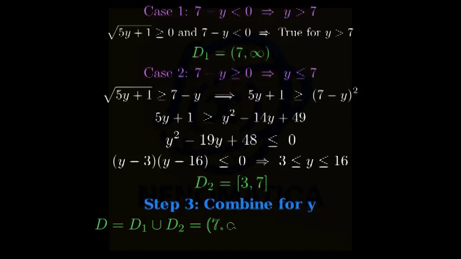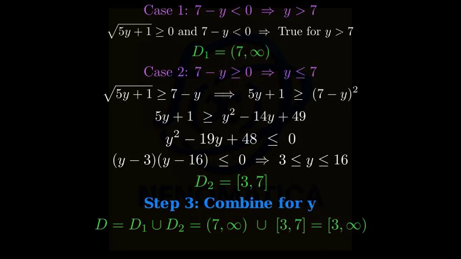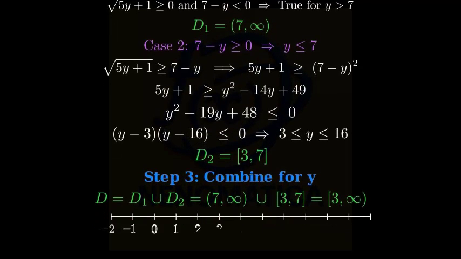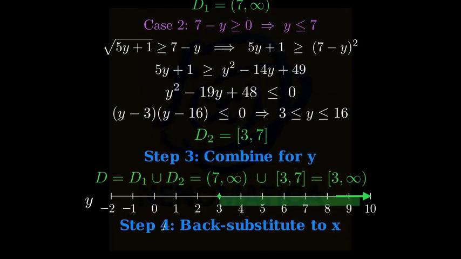Step 3. Combine the two sets. The union of D1 and D2 is open 7 to infinity, union closed 3 to 7, which simplifies to closed 3 to infinity. To visualize, here is a number line for y. The solution is every y at least 3. Step 4. Undo the substitution.